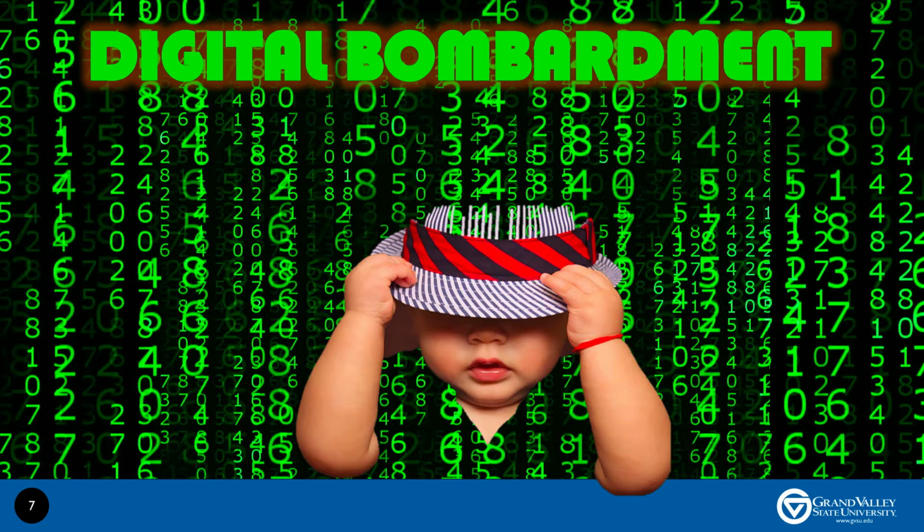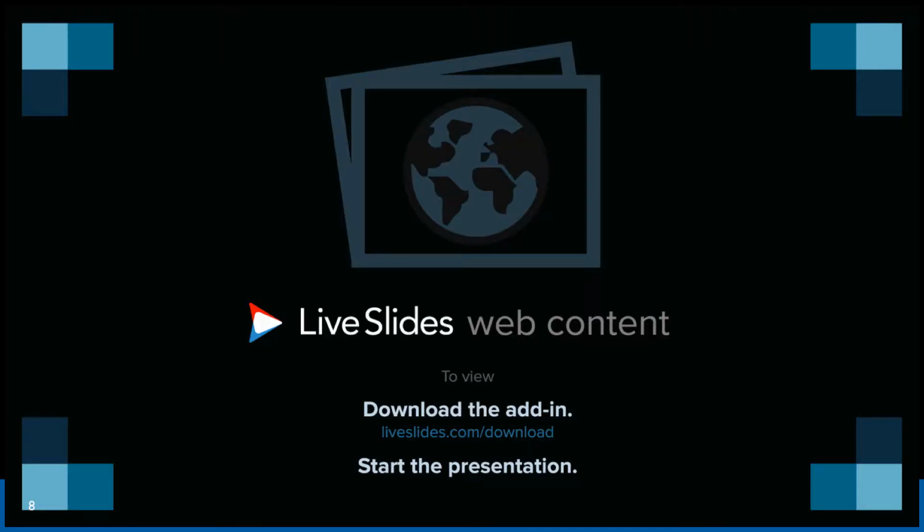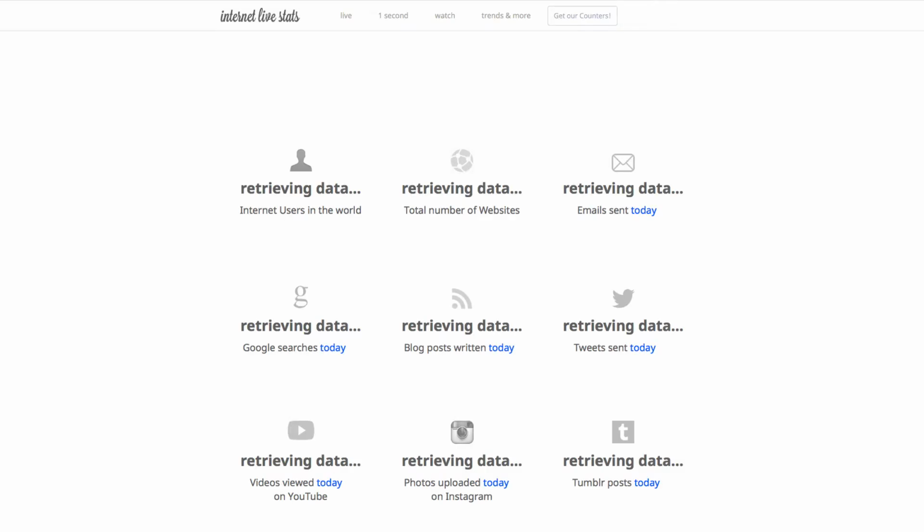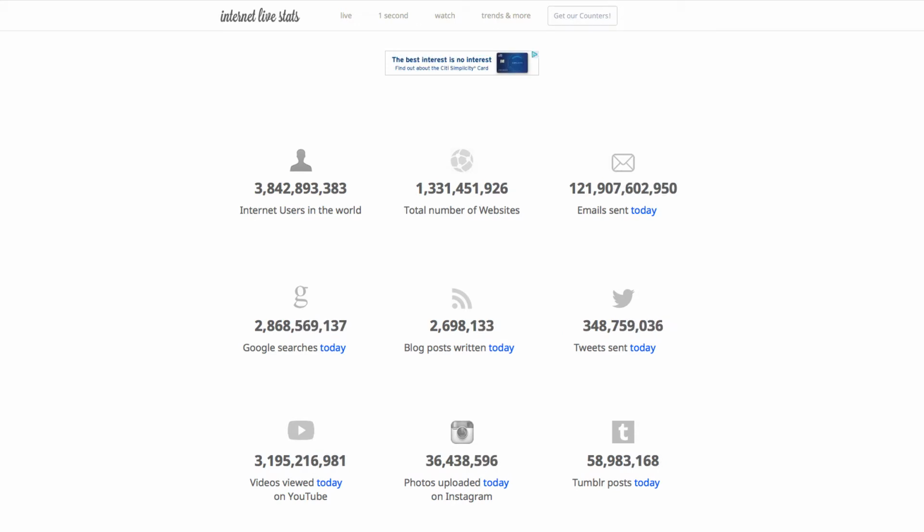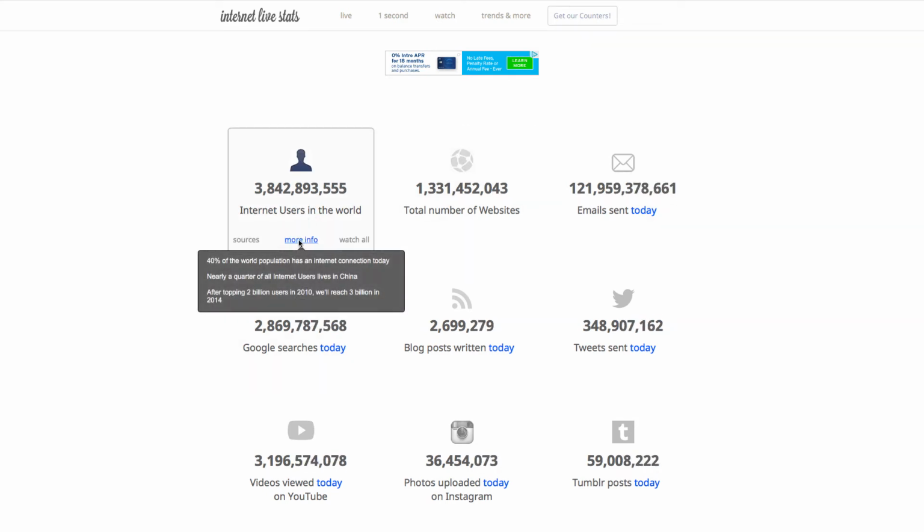Let's take a look at one of the websites that puts live statistics on the internet. This is from internetlivestats.com. They update what's happening on the net by the second. Let's take a look at some of these stats. For example, currently right now there are more than 3.5 billion users on the net. When you hover the cursor on more info, you'll see that it has more information.